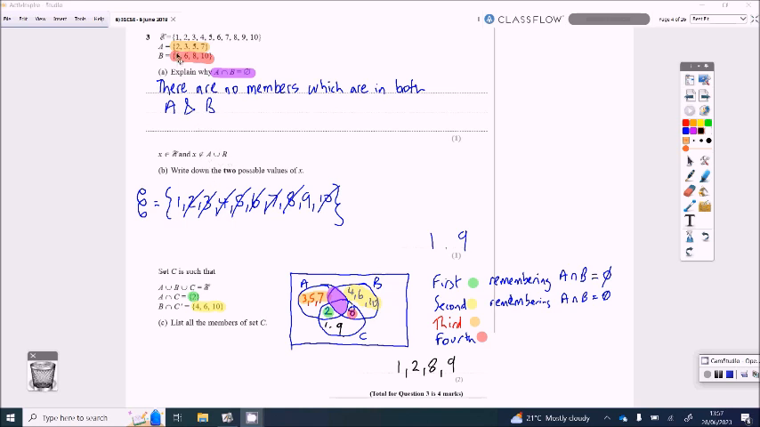So I've gone and crossed off all the ones that are in A, which are 2, 3, 5, and 7. Crossed all the ones off that are in B, 4, 6, 8, and 10. And that's left me with only 1 and 9.